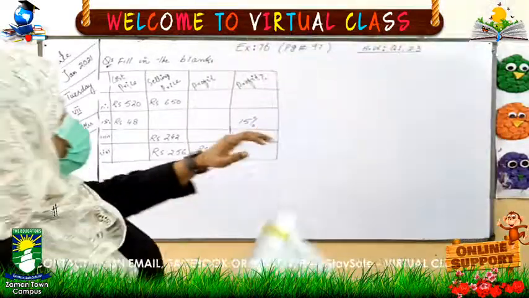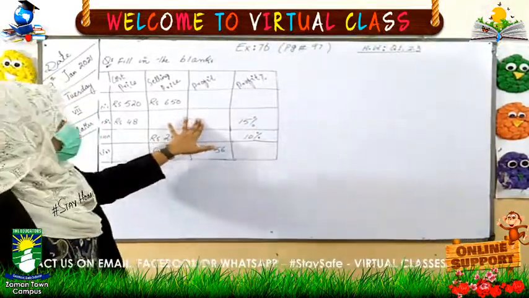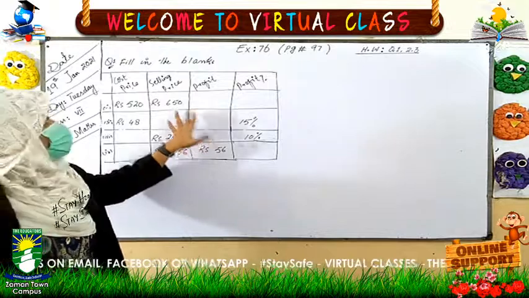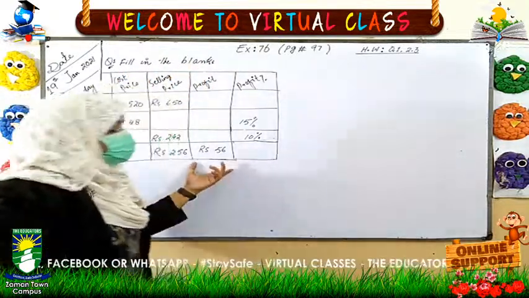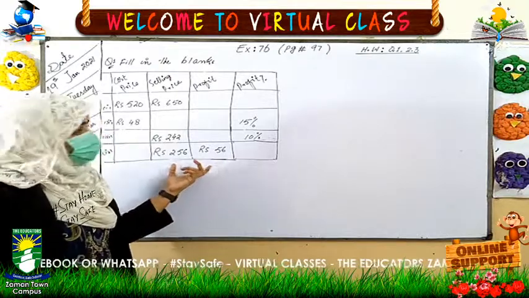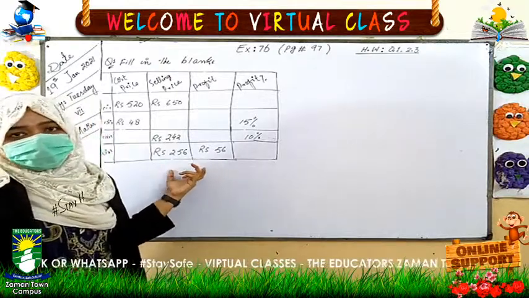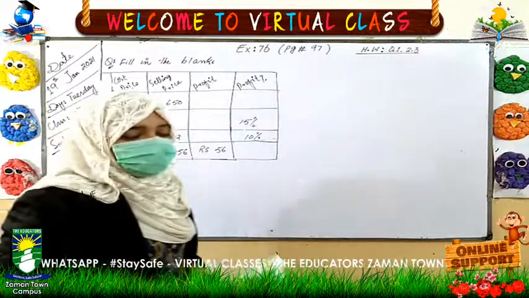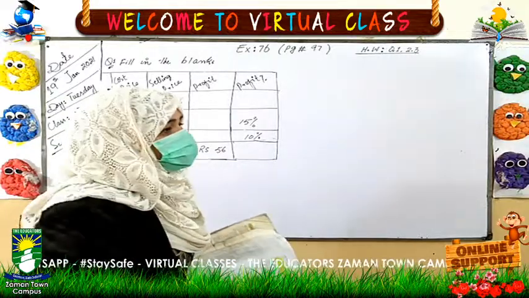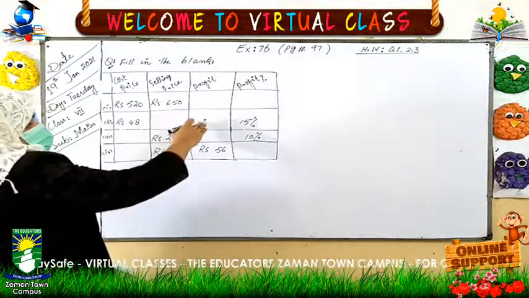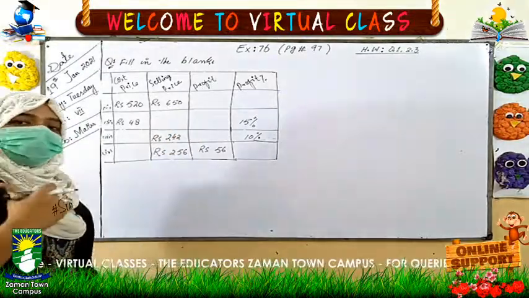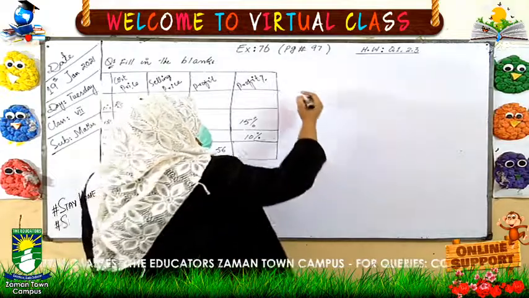First we will discuss how you will solve question number 1, which is about filling in the blanks. Different values are given in this chart, and you have to find the missing values. If you remember, in exercise 7A we discussed profit and profit percentage. These 4 blanks will be solved by the method or formula which we have done.